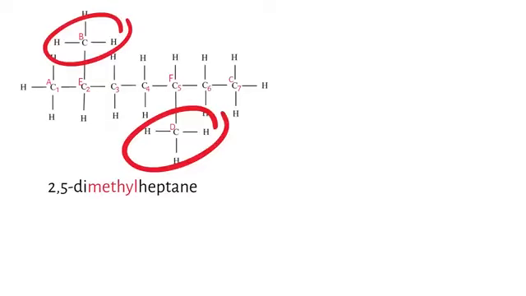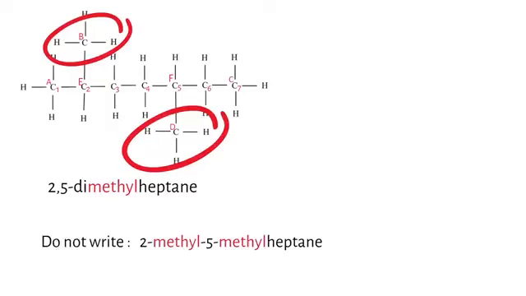And it's an alkane. Now I'm hoping you understand me. Please do not write it this way as I've shown below: 2-methyl, 5-methyl heptane. Please do it as I've shown you above: 2, 5 dimethyl heptane.